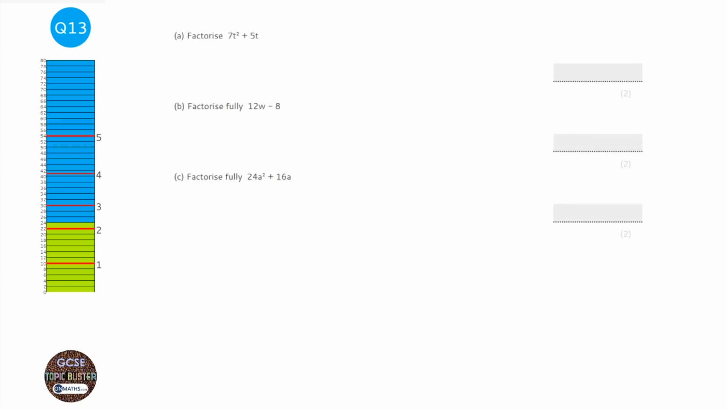Okay, factorize means put it into brackets. So looking at the first one, there's a t I can divide out of both of them, so I put t on the outside of the bracket, but there's no number because 7 and 5 don't have anything that goes into both of them. So I think, what do I times t by to get to 7t squared? Well, it's going to be 7t. And what do I times t by to get to 5t? Well, it's just going to be 5. You can check your answer by expanding the bracket to check it makes 7t squared plus 5t, which it does.